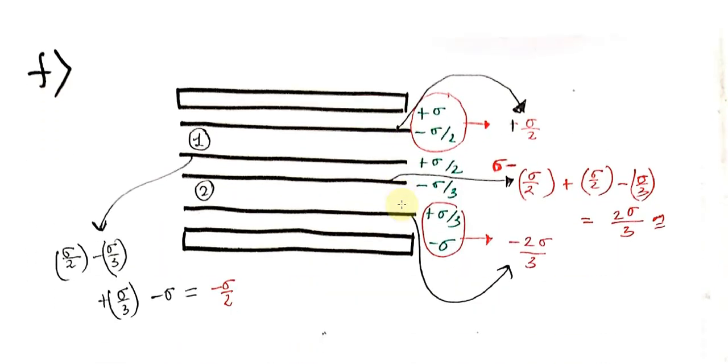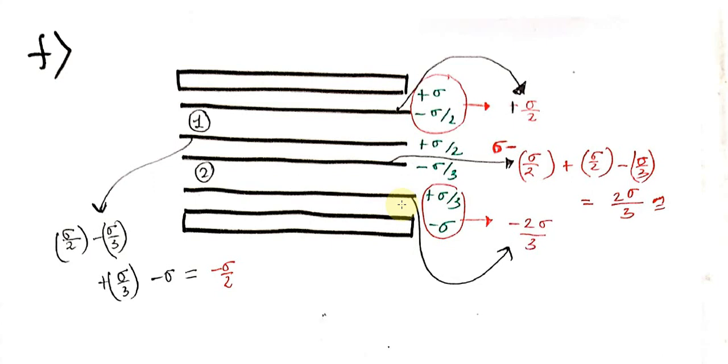So here is a diagram which shows how the charge will be distributed. Here we have plus sigma, minus sigma by 2, plus sigma by 2, minus sigma by 3, plus sigma by 3, and minus sigma by 3, and we can also write the total charge above and the total charge below any particular surface.